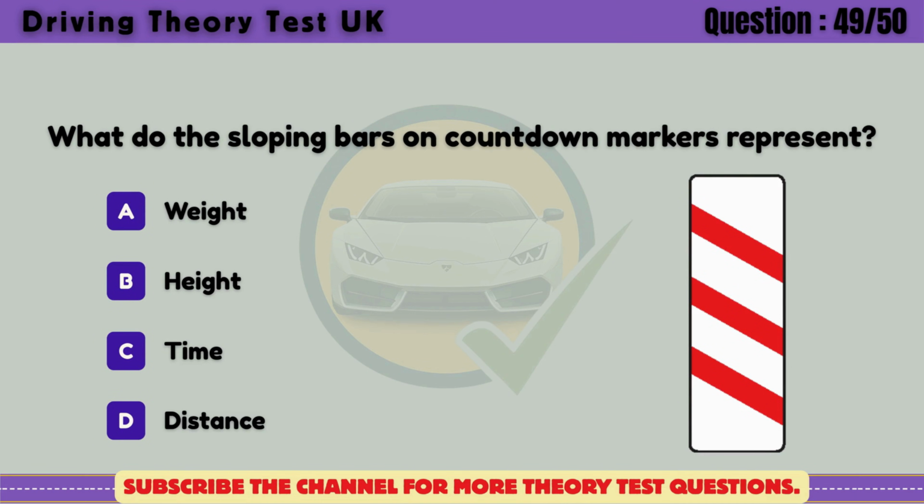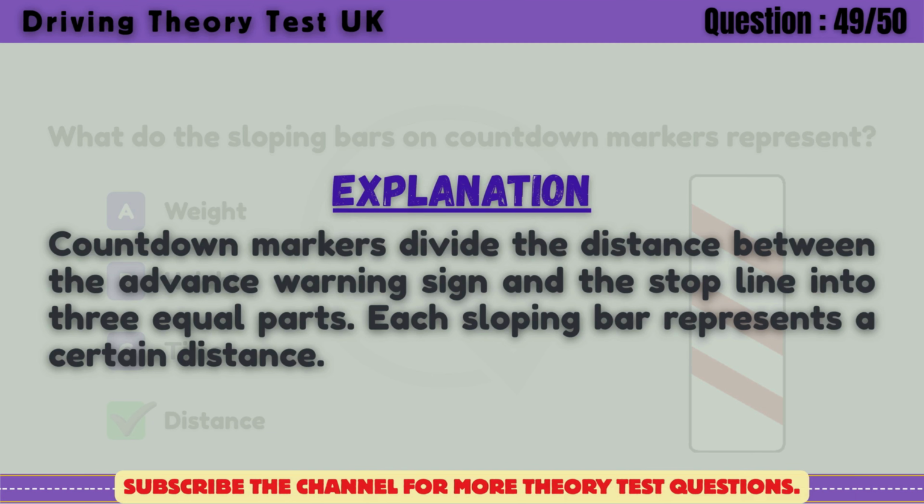Question 49. What do the sloping bars on countdown markers represent? Option A. Weight. B. Height. C. Time. D. Distance. Answer is D. Distance. Countdown markers divide the distance between the advance warning sign and the stop line into 3 equal parts. Each sloping bar represents a certain distance.